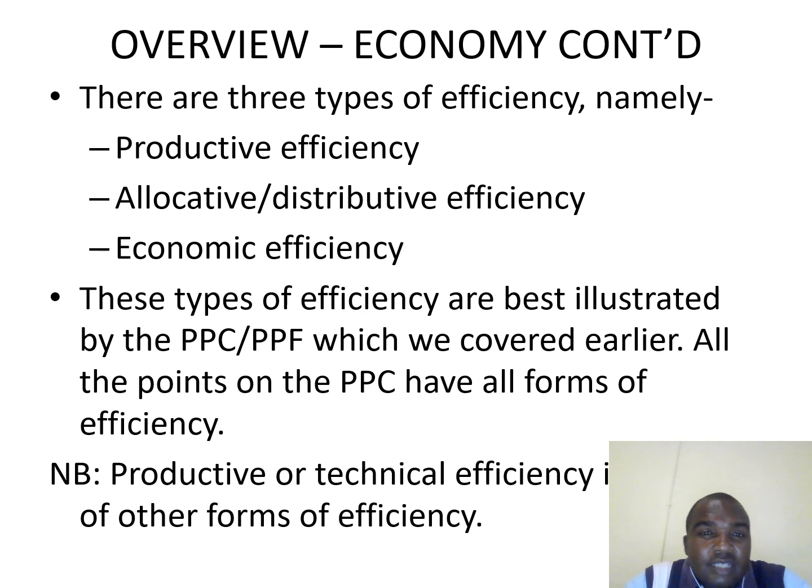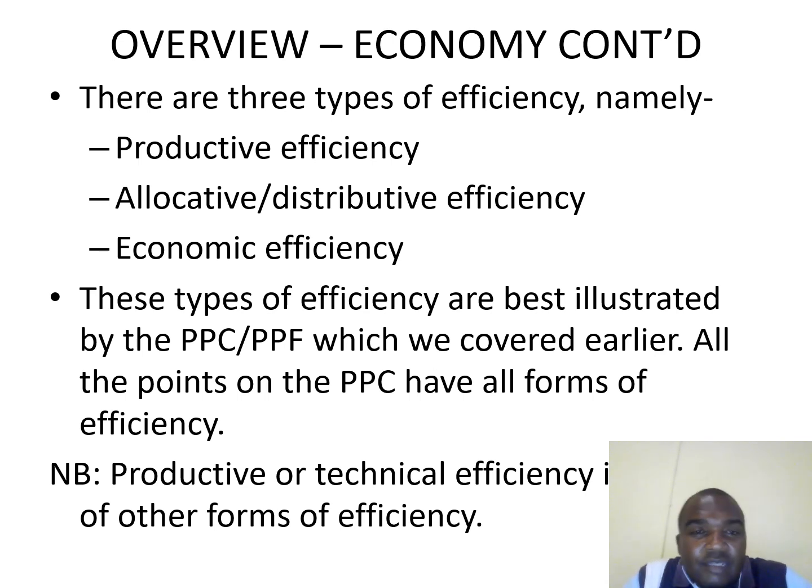And then we examine efficiency. There are three types of efficiency, namely productive efficiency, allocative or distributive efficiency, as well as economic efficiency. These types of efficiency are best illustrated by the production possibilities curve, which I covered in our earlier slides. All the points on the PPC have all forms of efficiency, even though they may not all be desirable.